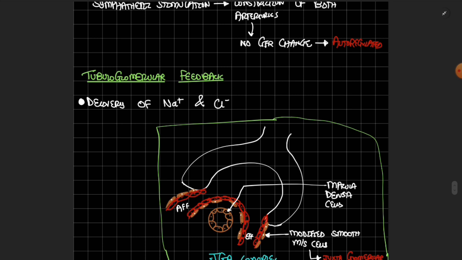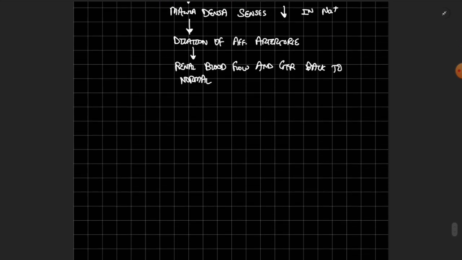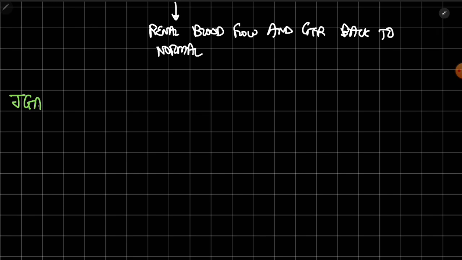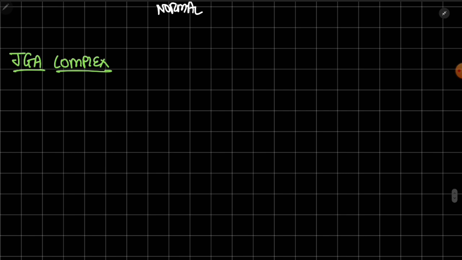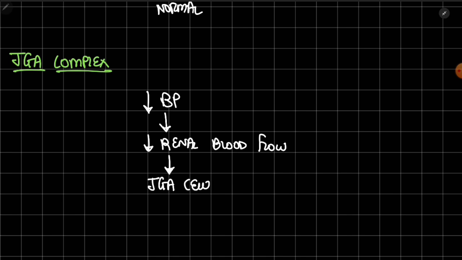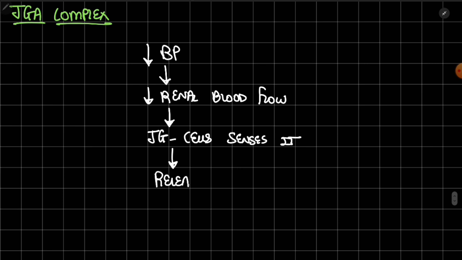So this was all about the tubuloglomerular feedback. Now, what about the juxtaglomerular cells or juxtaglomerular complex? The JGA complex consists of these macula densa cells too. So what happens is, if there is decrease in blood pressure, surely there will be decrease in renal blood flow. The modified smooth muscle, which are the JG cells, they sense it. They release renin.